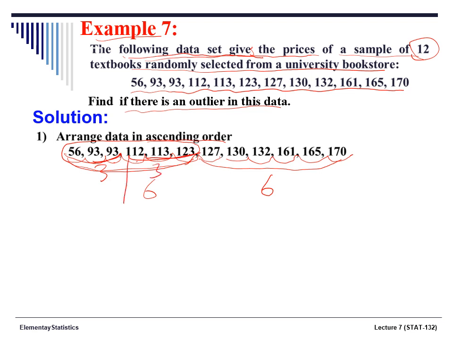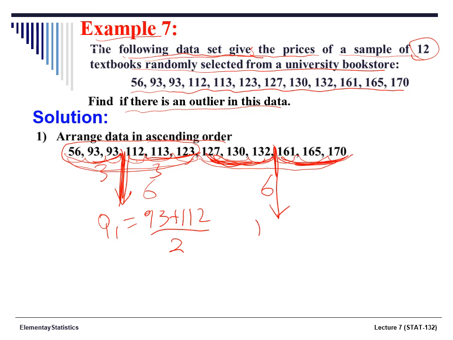So how can I get the median? The median is the separator of the data. So Q1 will be 93 plus 122 divided by 2. And Q3 will be the separator of the second half. So it's here, 132, the third quartile. This will be 132 plus 161 divided by 2. Okay, after this, we can find the interquartile range.